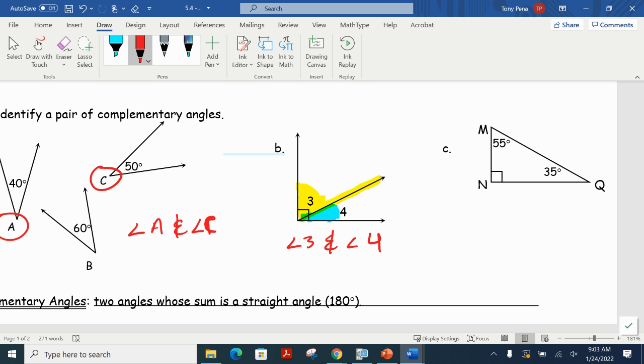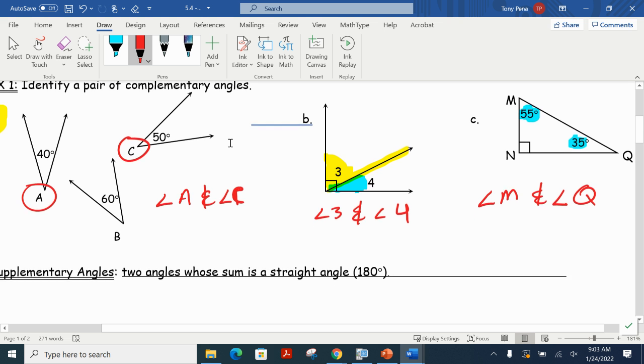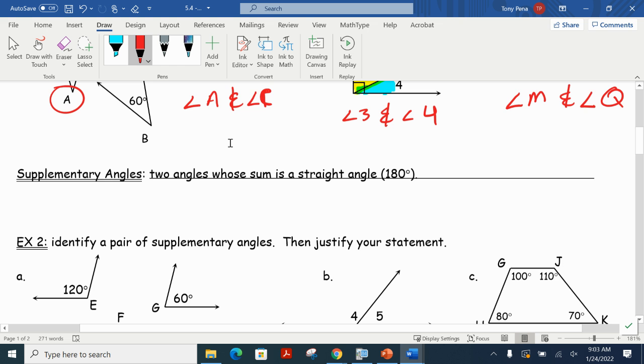All right. And then letter C, you're just looking again for two angles that would add up to be 90 degrees. Now that I give you degree measures, you are given 55 and 35. If we add those up, those are our 90-degree angles. So that is angle M and angle Q. So again, nothing really new there. Just making sure we're aware of this before we start adding some layers to this here today and tomorrow.